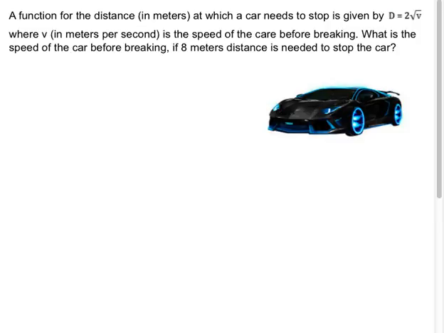So a function for the distance in meters which a car needs to stop is given by d equals 2 square roots of v, where v in meters per second is the speed of the car before braking. Oh, and that should be car. What is the speed of the car before braking if 8 meters of distance are needed to stop the car? So this 8 they're giving us is the distance. So that I'm going to plug in for the d.